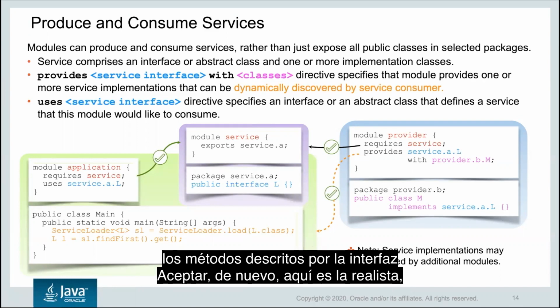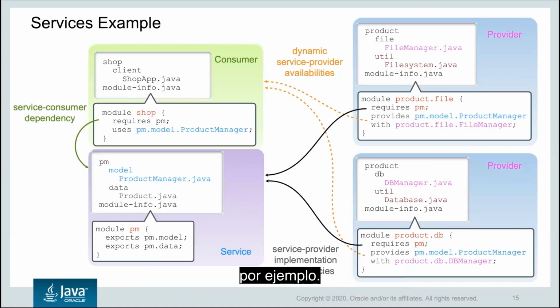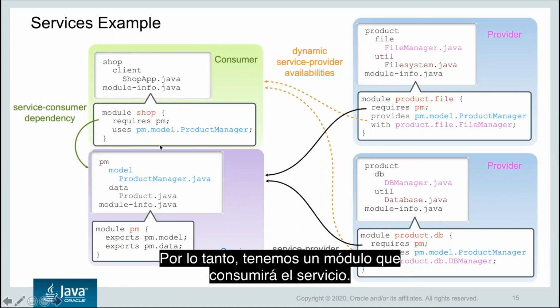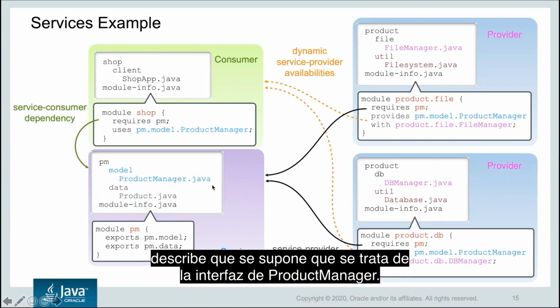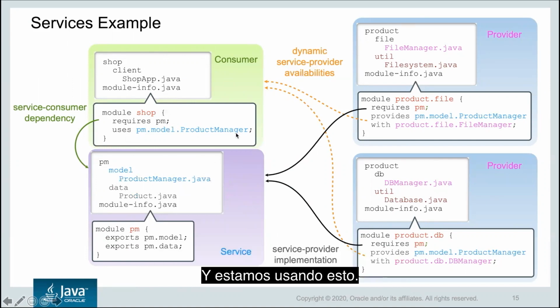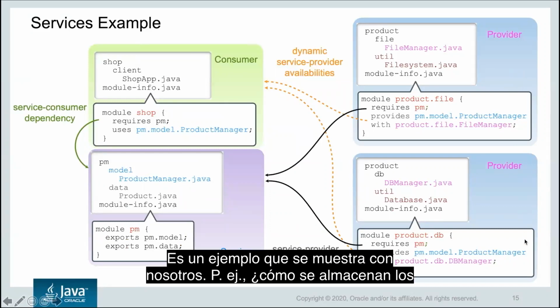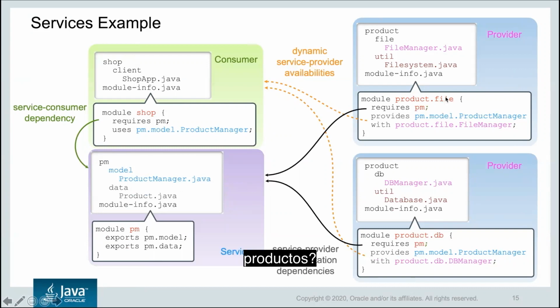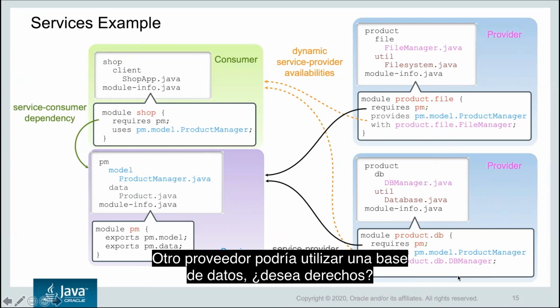Okay. Again, here is the realistic, give or take, example. So we have a module that will consume the service. We'll have a module that will describe the service, so it's the PM module, and it describes the product manager interface, presumably, and we're using that. And we could have more than one provider. This is an example that shows, say, how do we store products? One provider could use the file system, another provider could use a database, right?